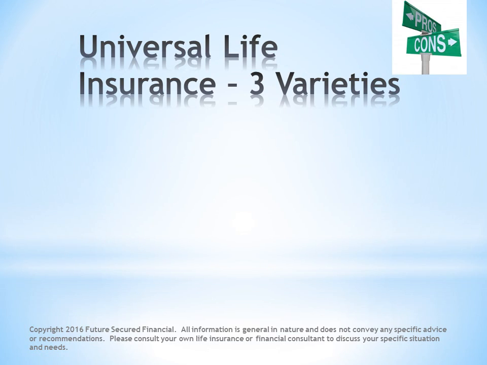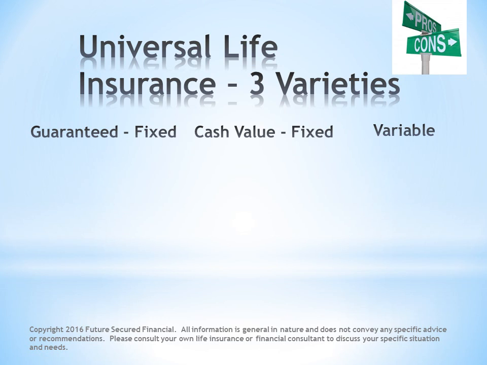Universal life insurance comes in 3 varieties. You get the guaranteed, fixed cash value, and you have variable. All right, let's look at this one first. Guaranteed fixed means it's guaranteed not to lapse. It will not, and you get to dial in exactly how long you want that policy to go. You can do age 80, 85, 90, 100, all the way up to age 121. And of course, the longer you guarantee that premium, the more it's going to be. So the longer it is, the more it is. All right. The guarantee is that the premium won't increase.